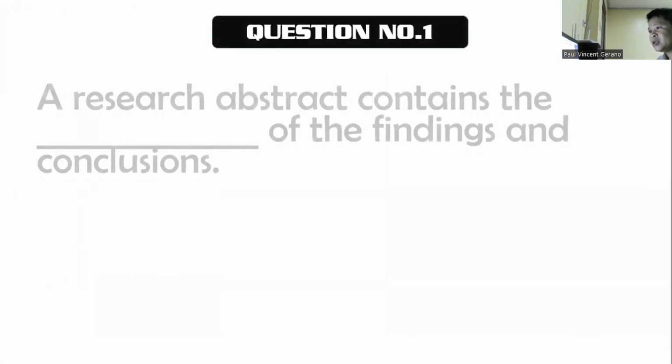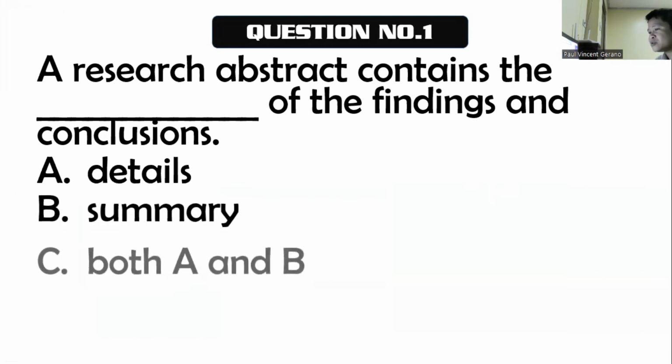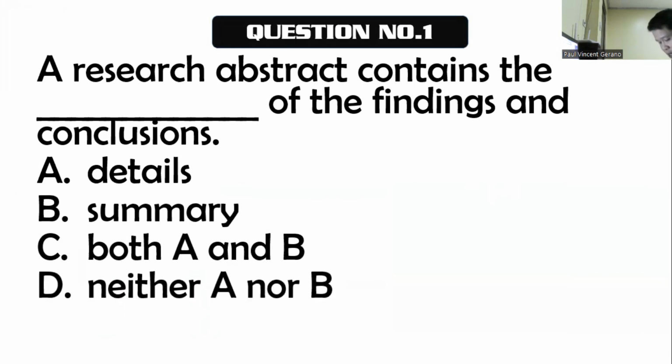Question number 1. A research abstract contains the blank of the findings and conclusions. A, details. B, summary. C, both A and B. D, neither A nor B. What's the answer? The correct answer is summary. That's letter B. So summary lang. So dapat short. Okay? Okay, question. How many pages dapat ang abstract? Yes, 1 page lang.